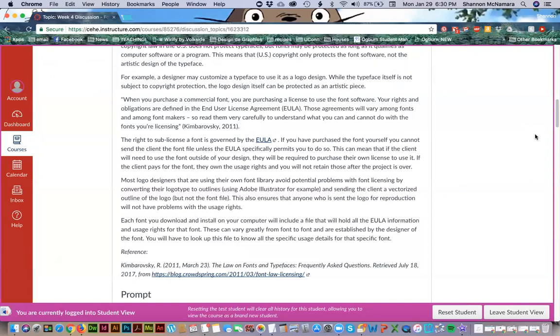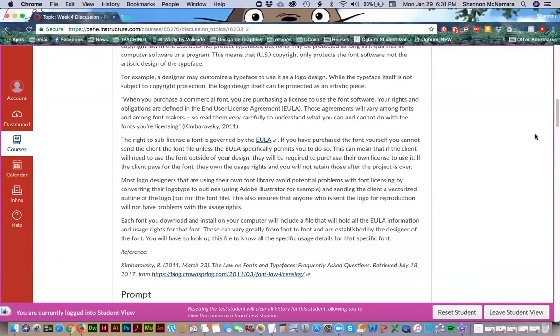So this can mean that if the client will need to use the font outside of your design, they would be required to purchase their own license to use it. If the client pays for the font, they own the usage rights and you will not retain those after the project is over. But you would be able to use that font because the client bought it for the specific purpose for you, the designer, to use it. So it's a little bit different there. But then you would need to trash it off of your machine when you were done. Most logo designers that are using their own font library avoid potential problems with font licensing by converting their logo type to outlines.